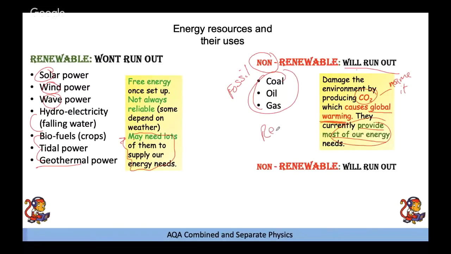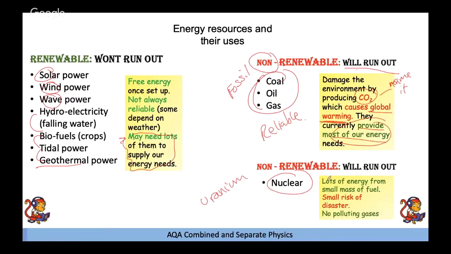Well, they are reliable. They're always going to be there. They can supply most of our demand. Non-renewable, there's one other non-renewable one, which isn't a fossil fuel, but it will run out one day, is nuclear. And why does it run out? It's because we dig the fuel out of the ground, uranium. Okay, and there's only so much uranium on our planet, but it will last thousands of years.